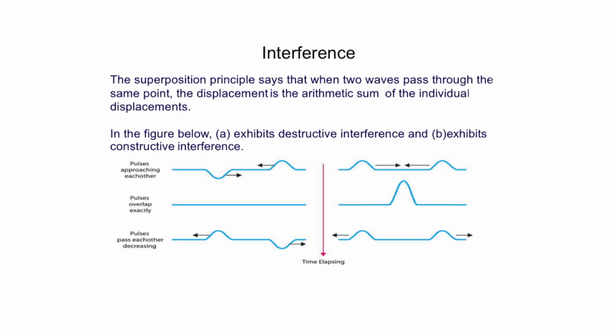Let's move on to interference. The superposition principle says that when two waves pass through the same point, the displacement is the arithmetic sum of the individual displacements. In the figure below, A exhibits destructive interference and B exhibits constructive interference.